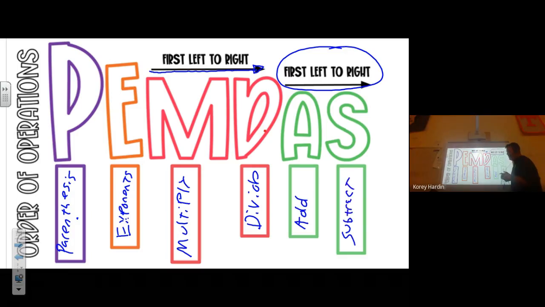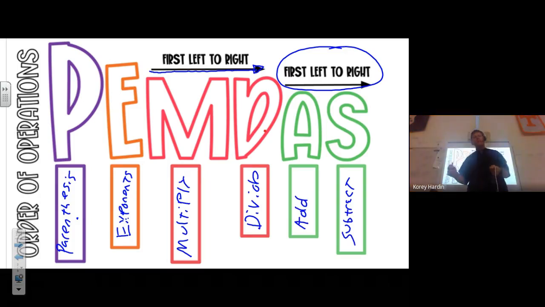I can't write right side up, so I really can't write vertically. I can't write horizontally, so I know I can't write vertically, so sorry. But the first word we have: P, parentheses; E, exponents; M, multiply; D, divide; A, add; and S, subtract, okay?